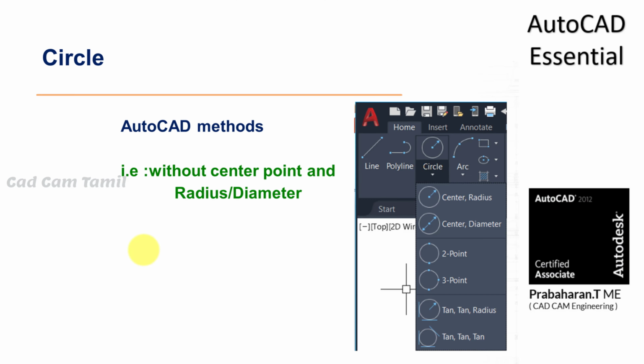As of now, we are discussing only center point radius and center point diameter. This is called the center point method of drawing the circle. Apart from the center point, we can construct the circle in AutoCAD with the 2-point method, 3-point method, tangent tangent radius, and tan tan tan. Let me discuss these in detail now.